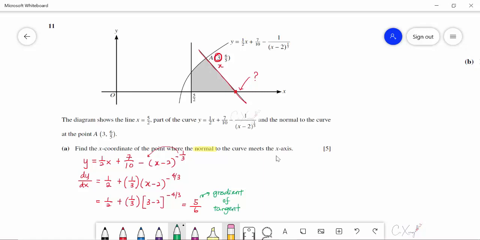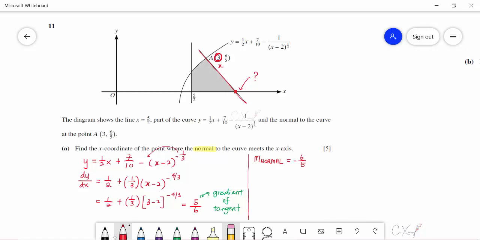Okay, right, so for this question, we actually look for the gradient of normal. We look for the equation of normal. Therefore, I want to get the gradient of normal. Gradient of tangent multiplied by gradient of normal should equal -1 because they are perpendicular to each other. Therefore, the gradient of normal, you can write out the value correctly, which is -6/5.